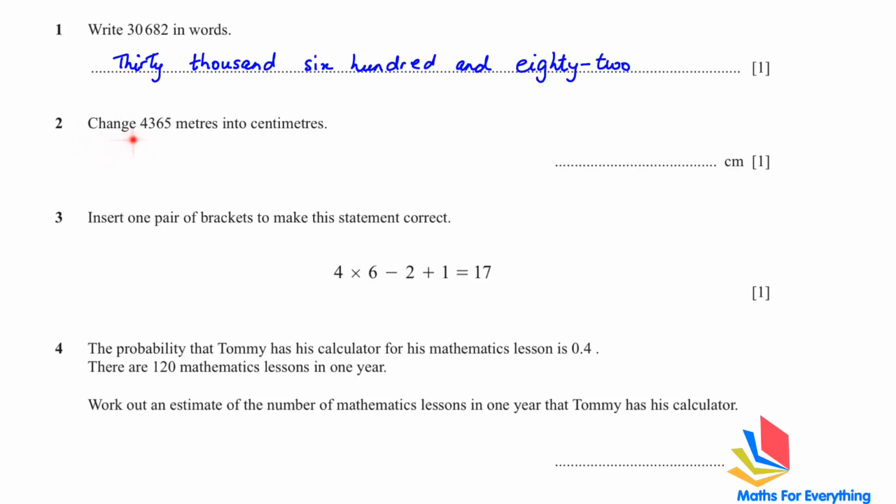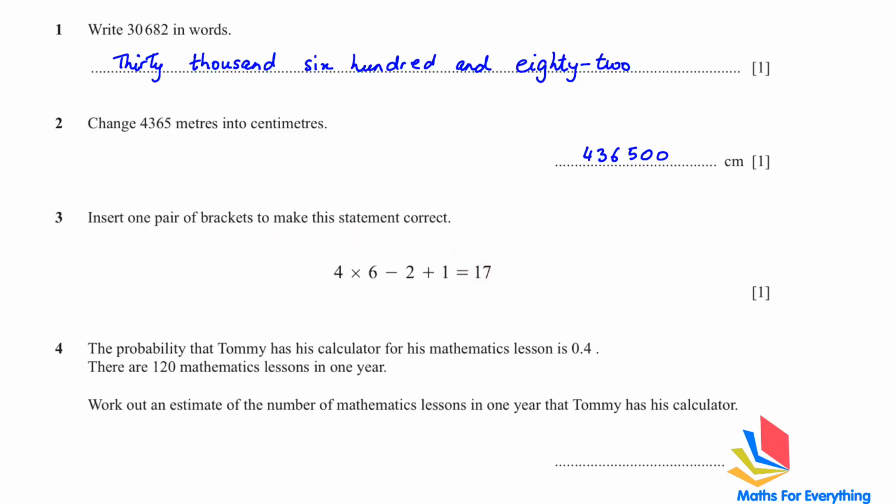Question number 2. Change 4,365 meters into centimeters. Meter is the big unit and centimeter is the small unit. To change from big to small, we multiply. So to change from meters to centimeters, we multiply by 100. That will give us 436,500.